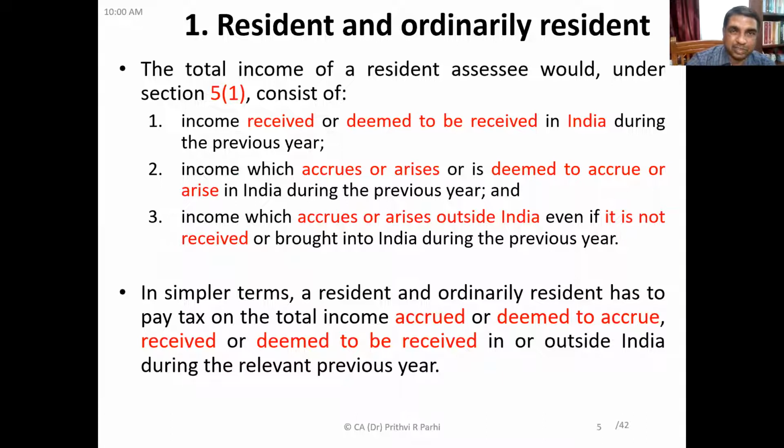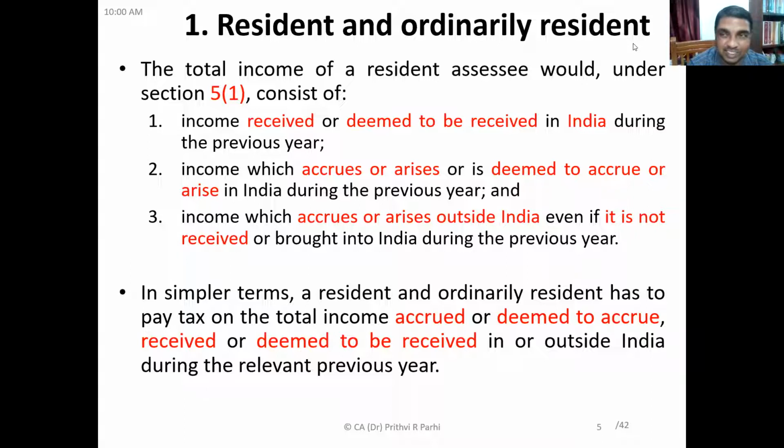Now, first we will see what is taxable, what I showed you in that chart. Let us learn the exact provisions of the law. So this we are learning with reference to section 5.1. Section 5.1 talks about what are the things that will be included in the total income of a person who is resident and ordinarily resident. So which section? Section 5, subsection 1.